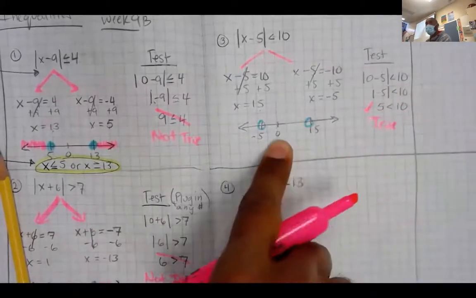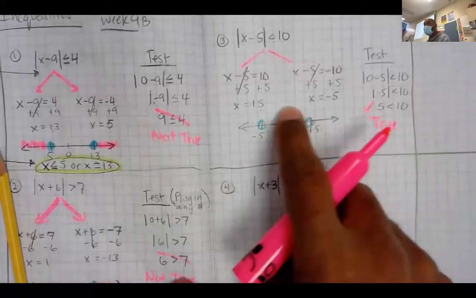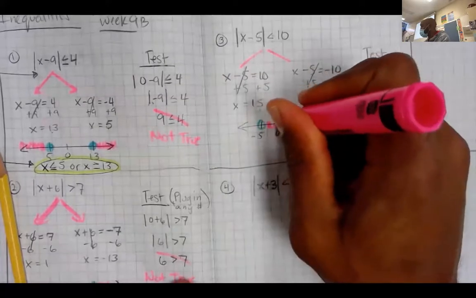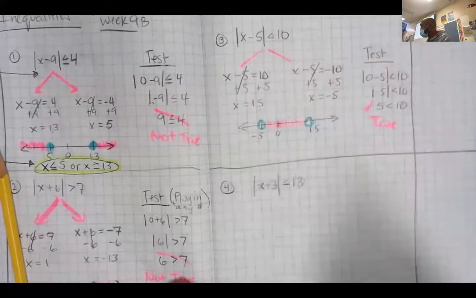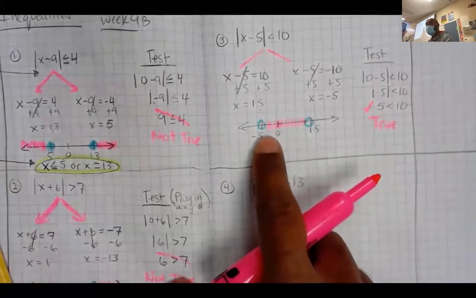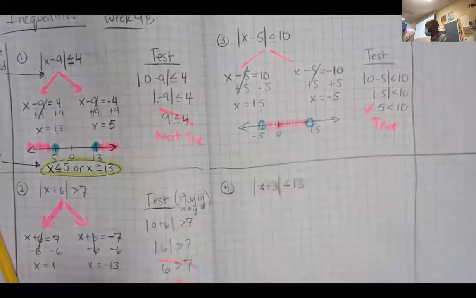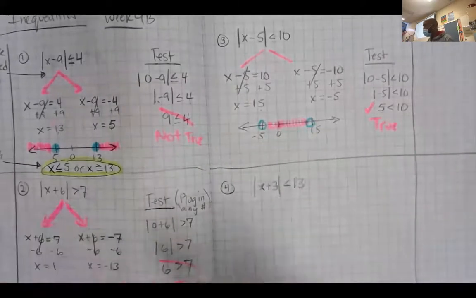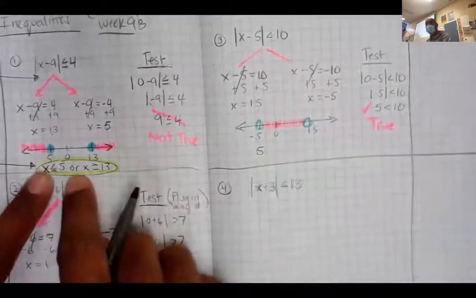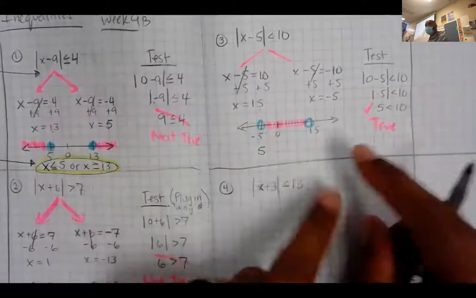So if my number that I picked is true, that means that area is where the solution is at. So now the solution is in between the two numbers. The answers could be bigger than -5, but it could also be less than 15. And now the way we write this out is instead of saying or, because we say or when they're going different ways, but now they're together.